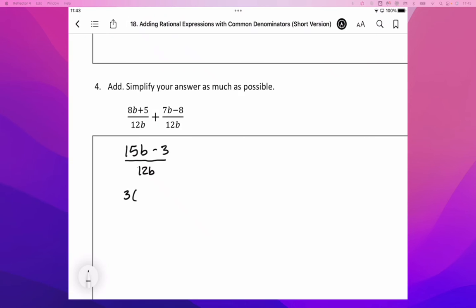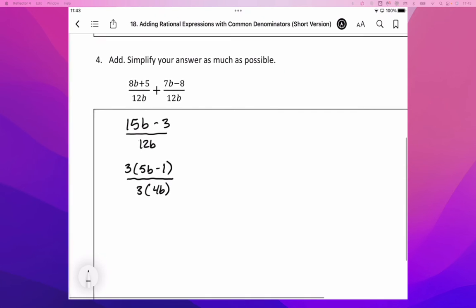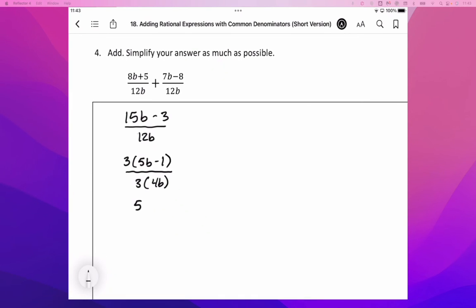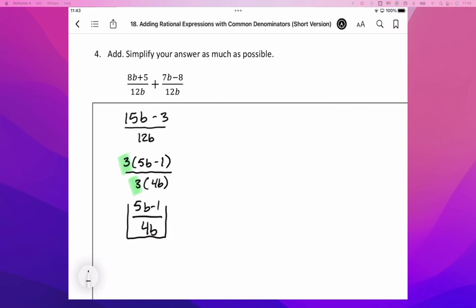So if I was to factor a 3 out of the numerator, I would be left with 5b minus 1. And if I was to factor a 3 out of the denominator, I would be left with a 4b. And so we will have what is left, because these two 3's are going to cancel. We will have 5b minus 1 over 4b. And that's going to be our final answer.